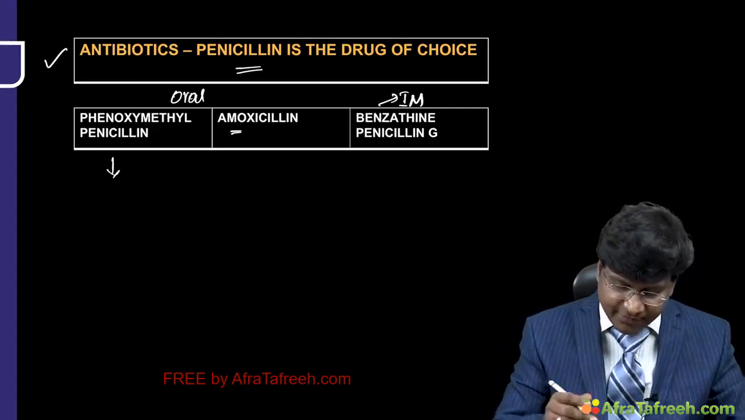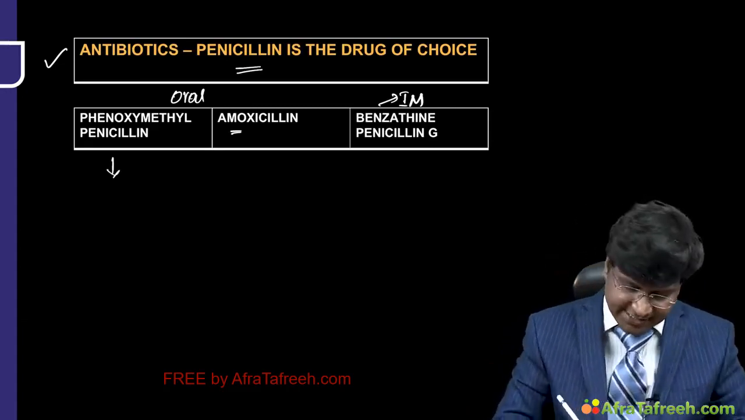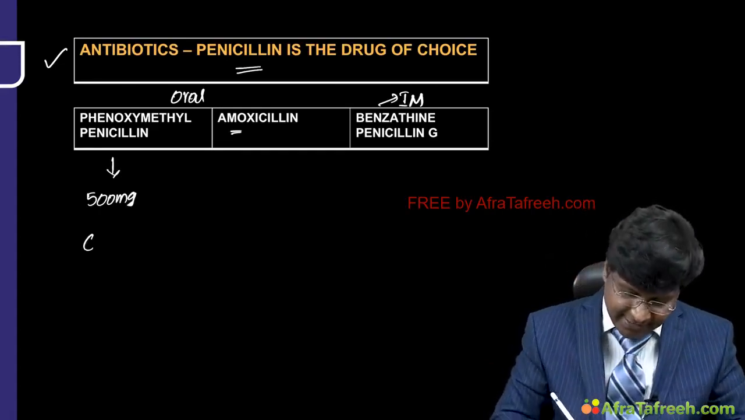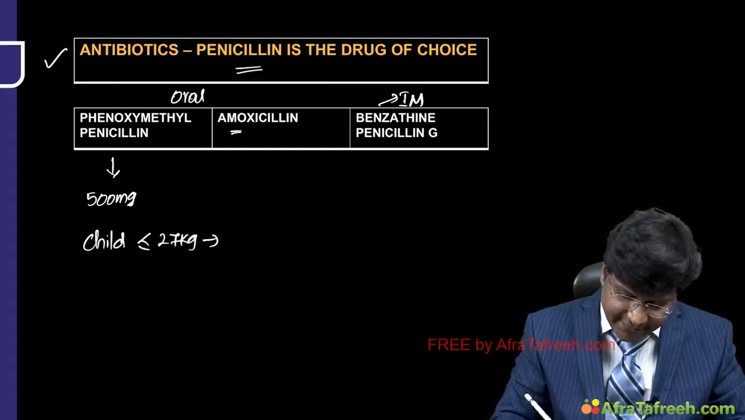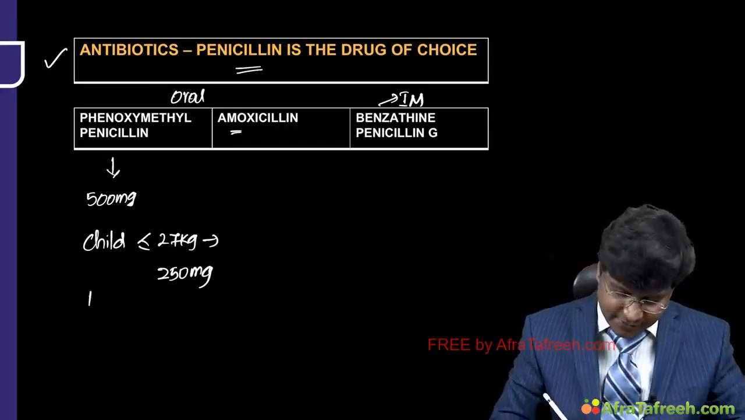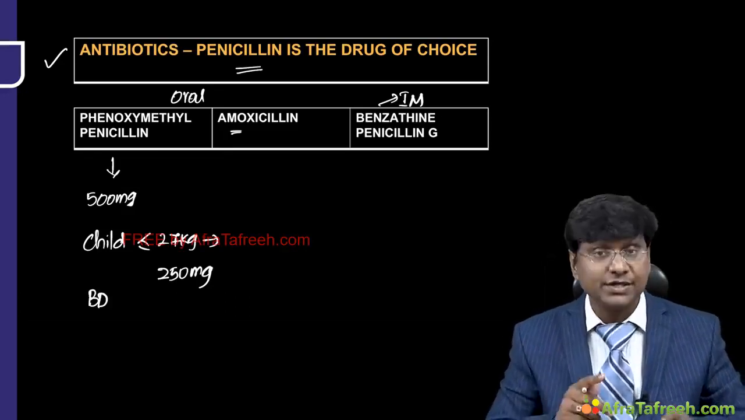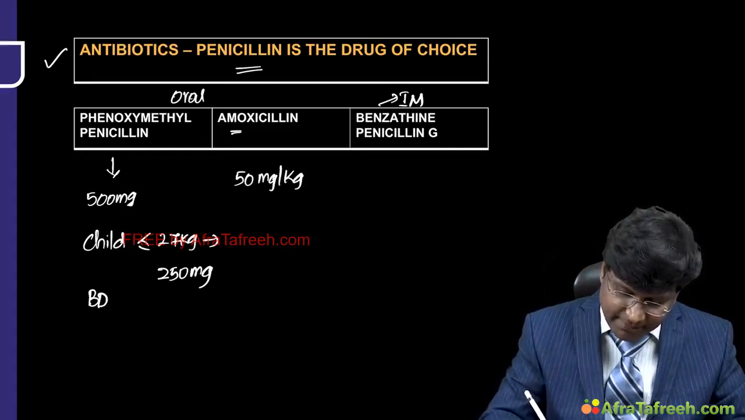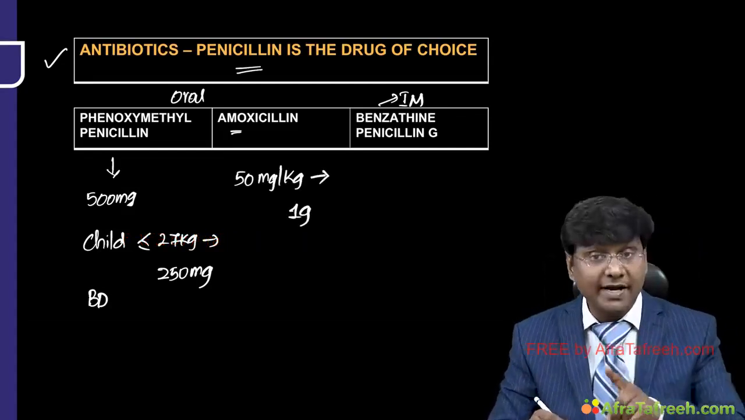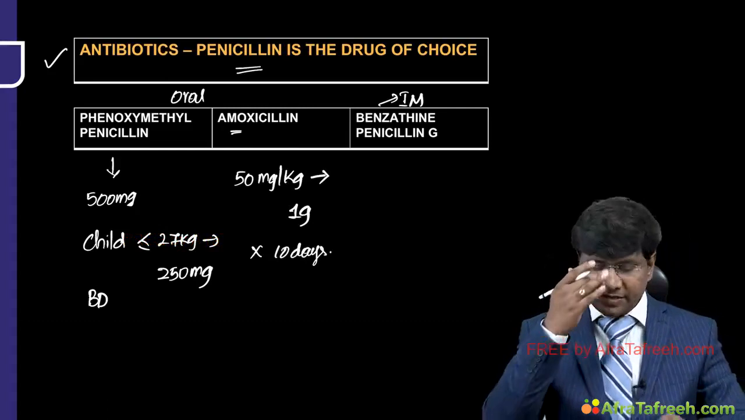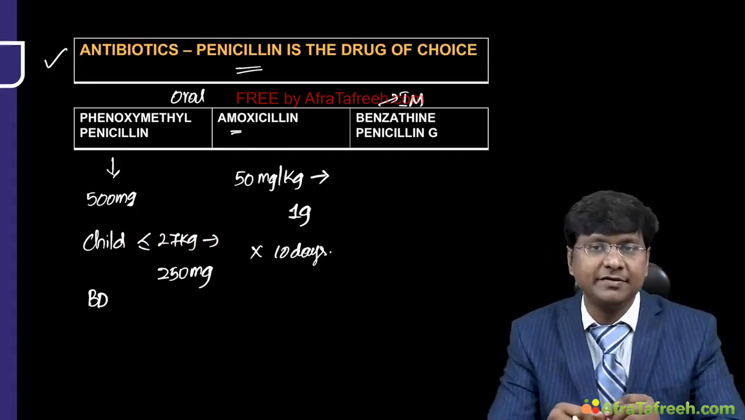Whenever you are giving phenoxymethylpenicillin, the dosage is around 500 milligrams. But if the weight of the child is less than or equal to 27 kgs, you have to give 250 milligrams twice daily. Okay. Whereas for amoxicillin, the dosage is 50 milligrams per kg. Maximum you give is around 1 gram daily, and this has to be given for nearly 10 days. Right, phenoxymethylpenicillin or amoxicillin should be given for 10 days.